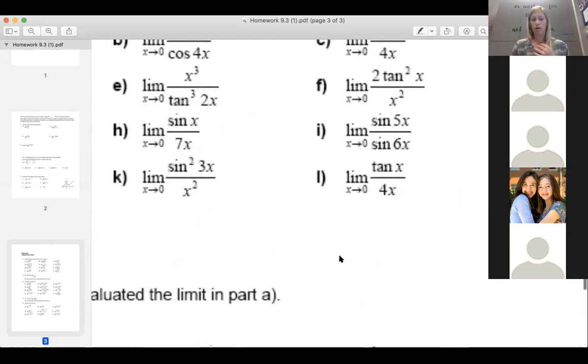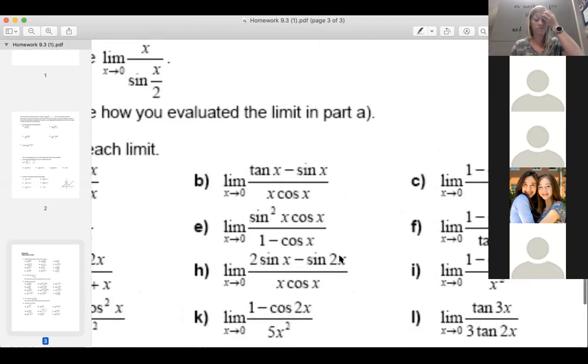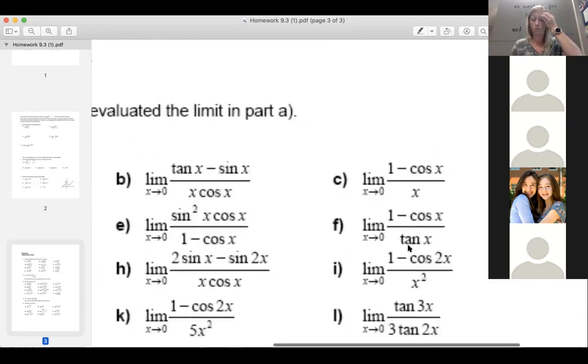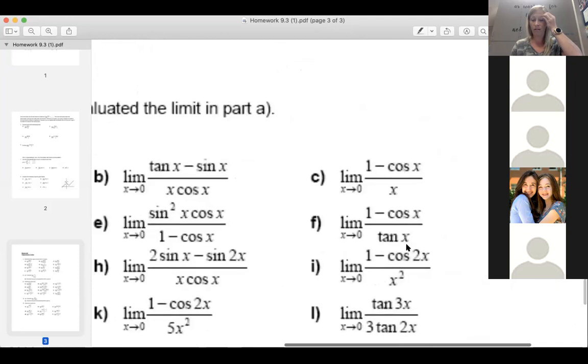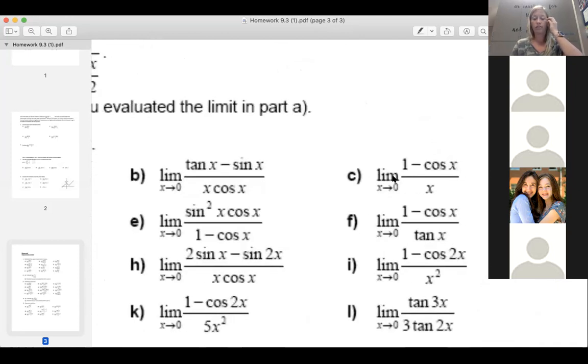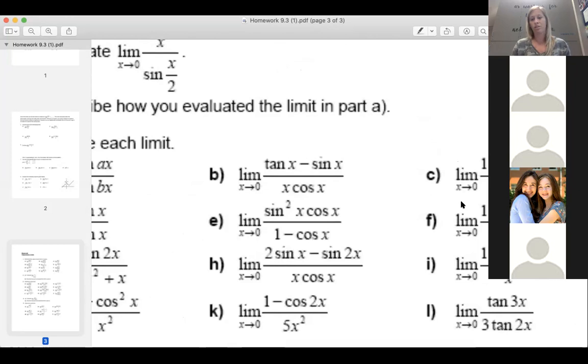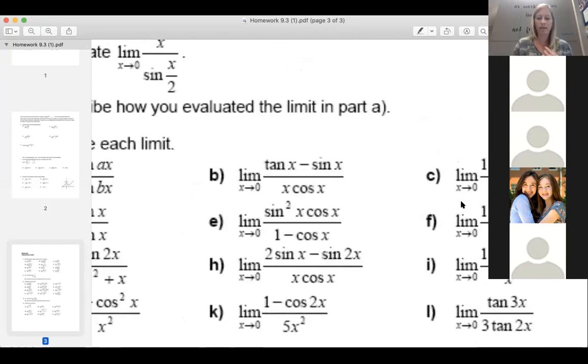Let me see if there's one with a cosine. Is 3F that hard? I'm trying to think. 3C is super easy. It's just knowing the special trig limit.